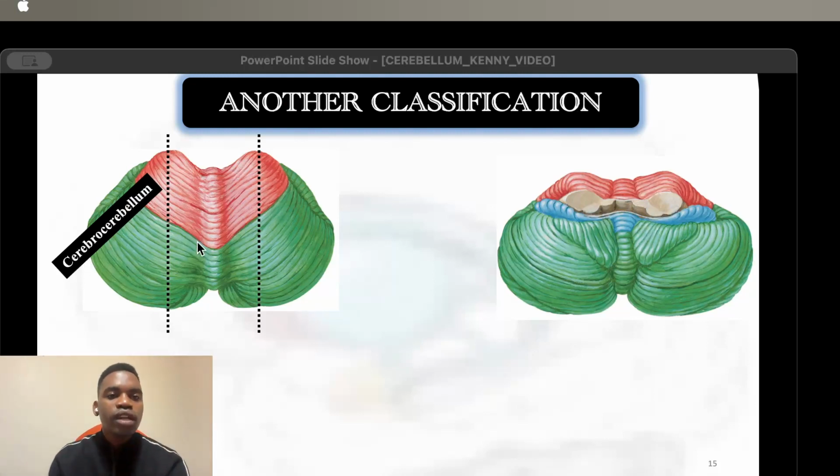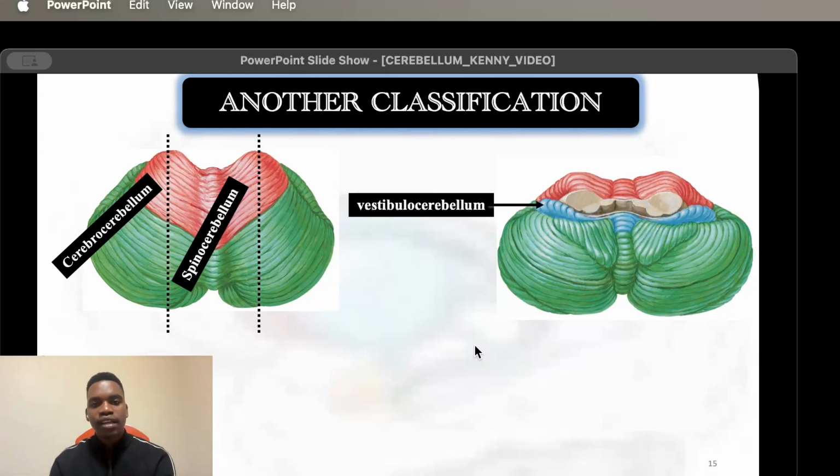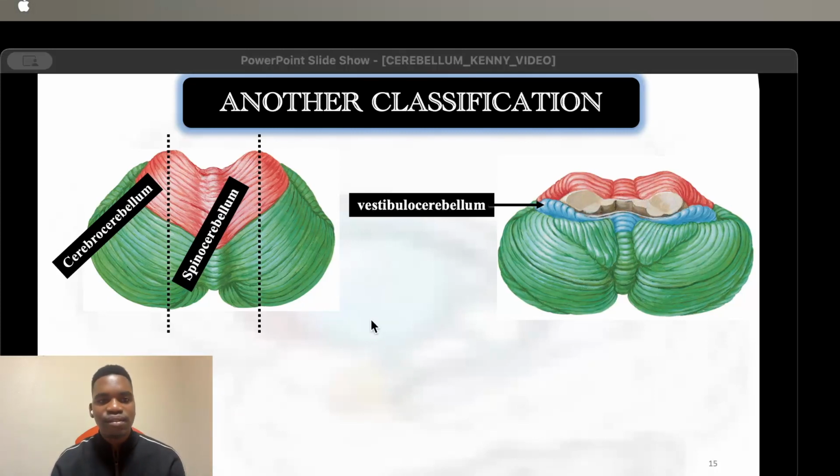So the second part is what we call the spinal cerebellum. The spinal cerebellum is made up of the vermis and the intermediate zone.